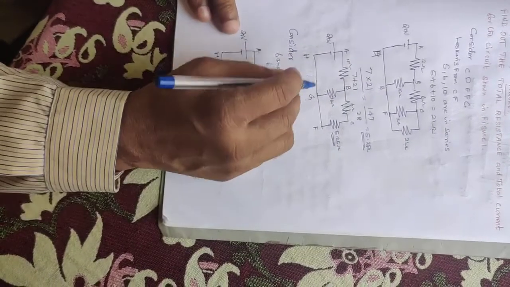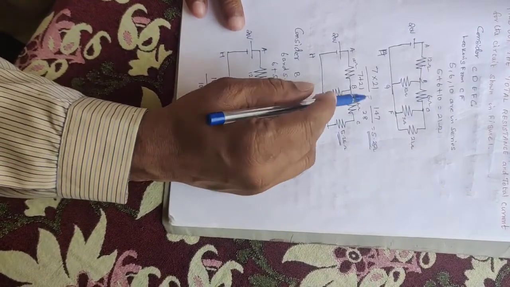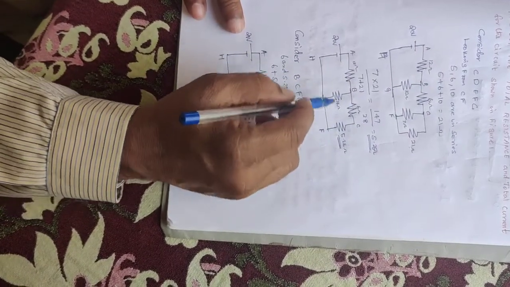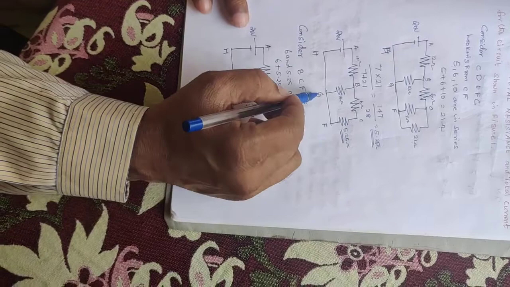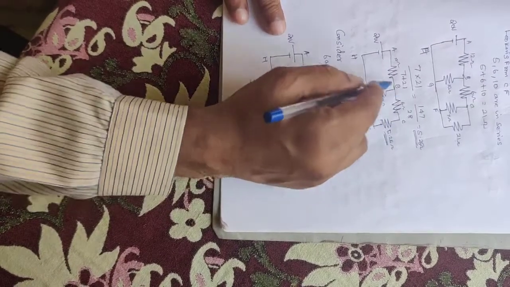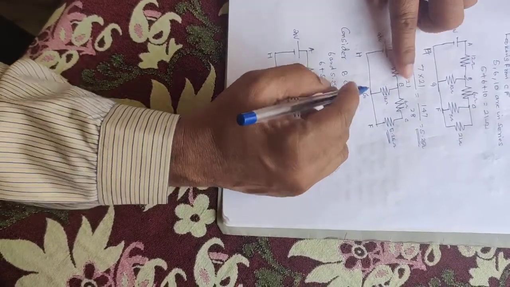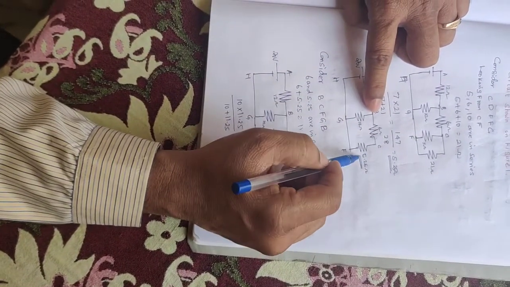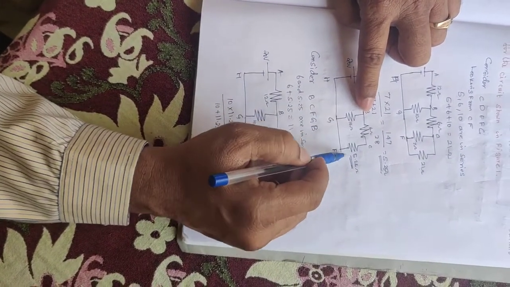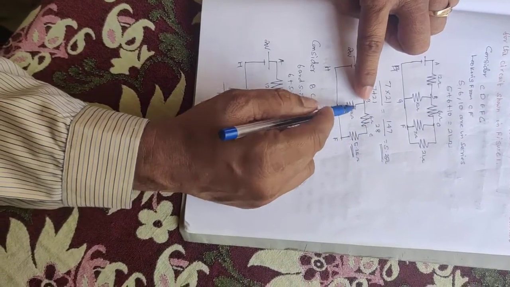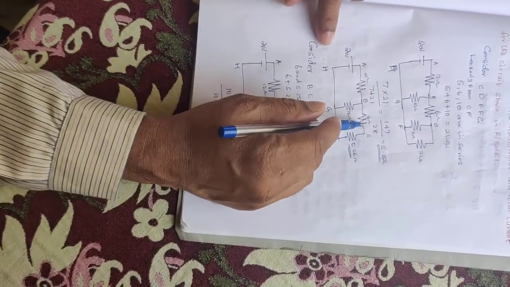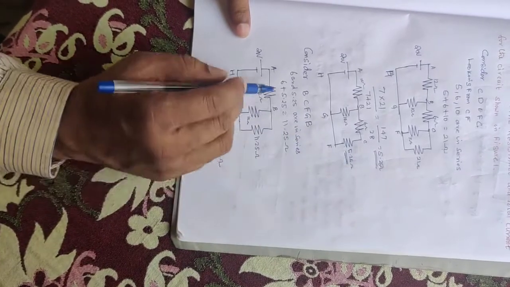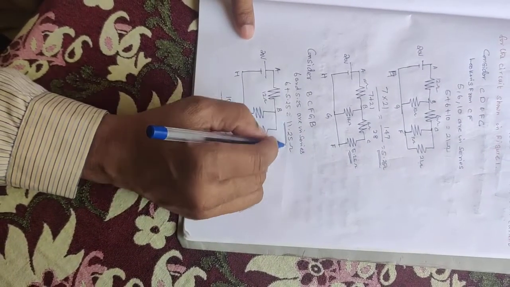Now one loop has been eliminated, and the second loop I am considering is B, C, F, G, B. Looking from the points B and G, the resistors 6 and 5.25 are in series. In turn these two are in parallel with 10 ohms. So first I am adding 6 and 5.25 ohms. It will be 11.25 ohms.